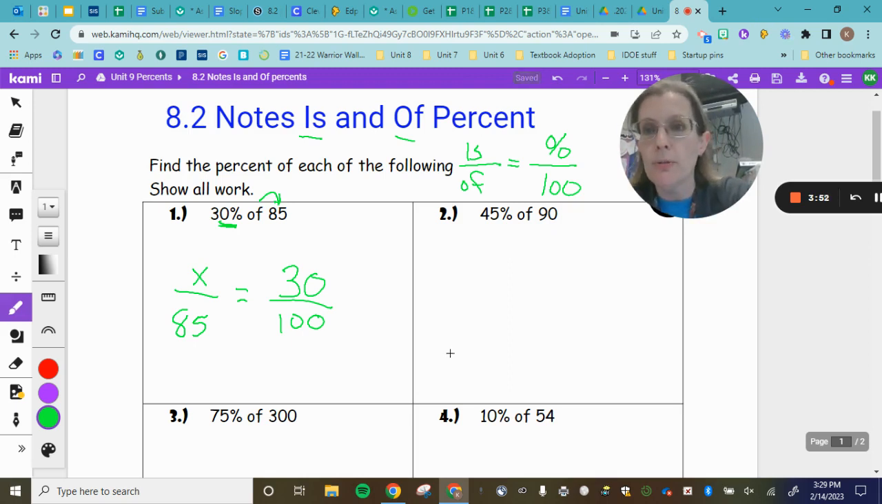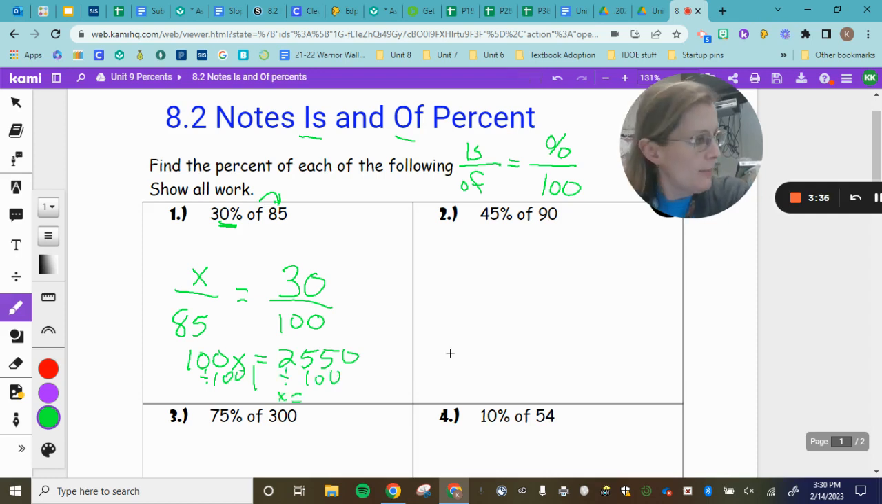Then you cross multiply just like we've been practicing. X times 100 is 100x. 85 times 30 is 2,550. And then we will divide both sides by 100. And so we will get that our missing number is 22.5. So 22.5 is 30% of 85.